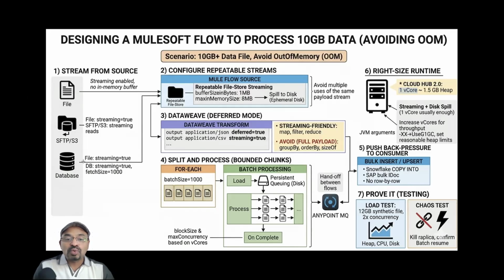Streaming at the source, and using repeatable streams at the Mule connector level, and in processing you need to do the configuration in the transformation. While processing, you need to process in batches with a for each loop or batch processing. And while sending the data to the downstream system, use Anypoint MQ, right? And do the load test.